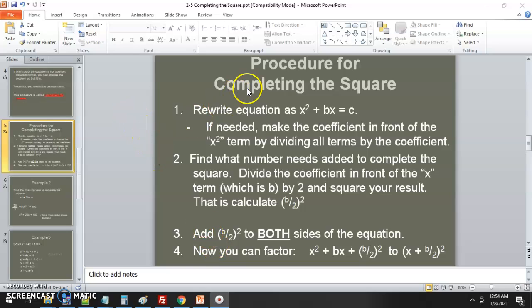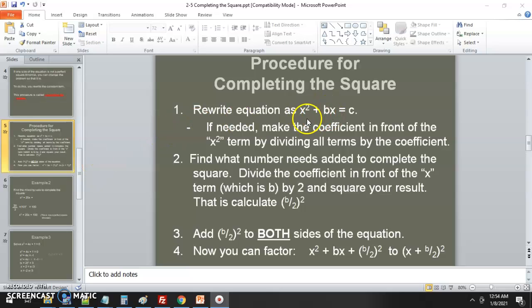Here we are, gonna do completing the square some more. Very important slide here, this procedure for completing the square. We're gonna do a couple more examples here, and I'll tell you your assignment at the end of the video here. So, anyhow, make sure you are well aware of this procedure, okay?